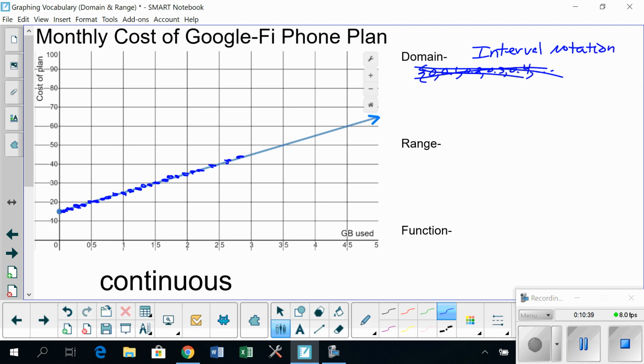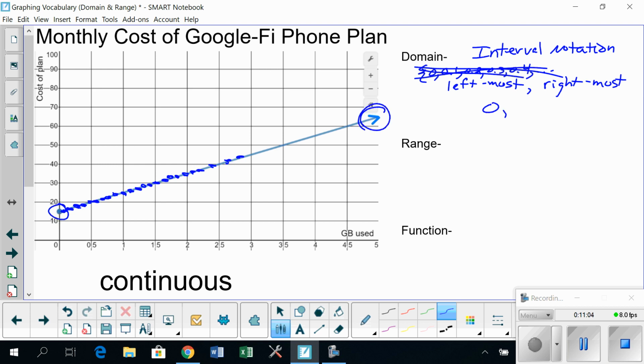With interval notation, what we do is we find the leftmost point of our continuous graph, and then we find the rightmost point on our continuous graph, and we separate them with a comma. Now my leftmost point of this graph is over here. It has an x-coordinate of 0.